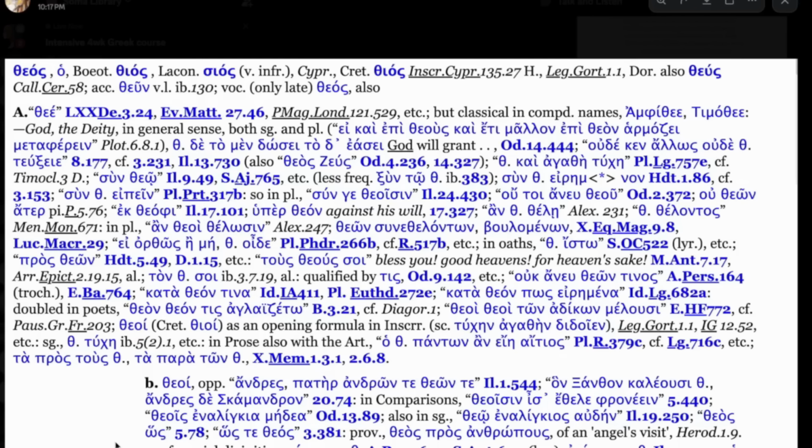Now, what's funny is if you read through this, you get a bunch of examples of what God is, but you don't really get a definition of God, right? It's difficult. Look at letter B, theoi, at the bottom. We're talking about andres in the Greek. Andres, they're men, people. Pater andron theon te: the father of gods and men.